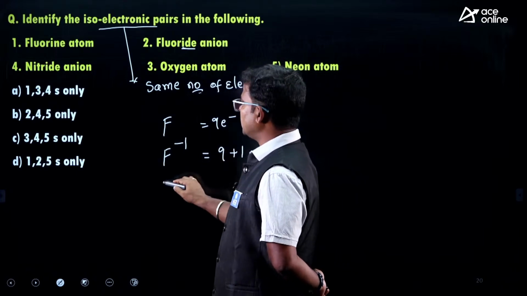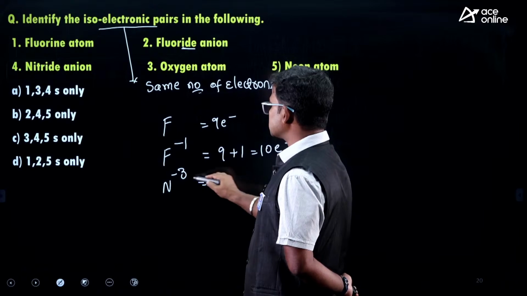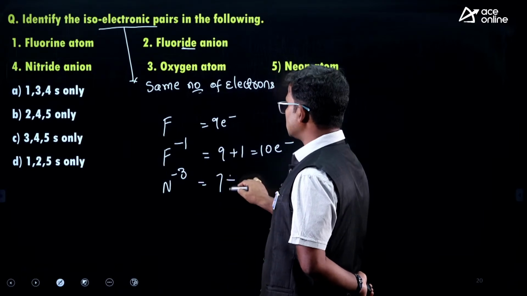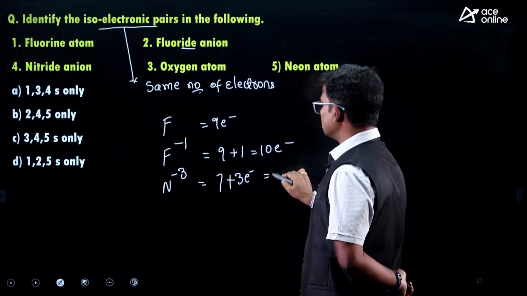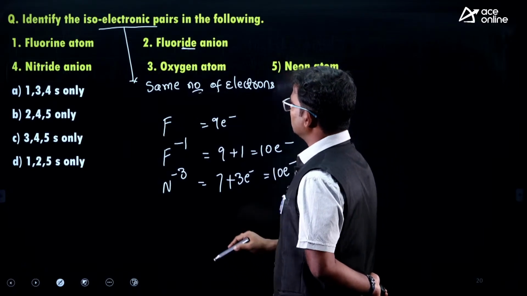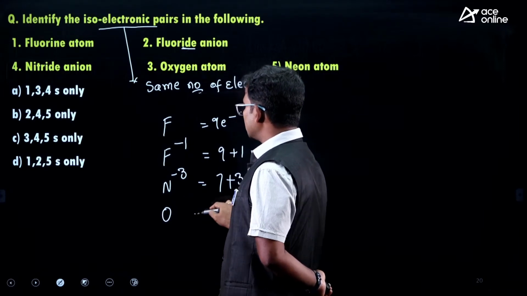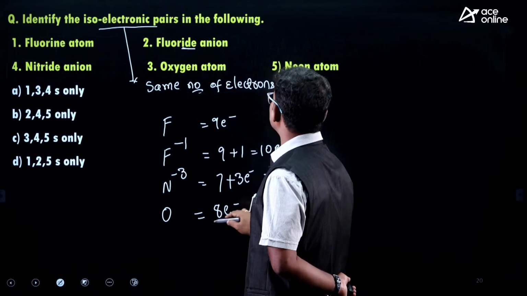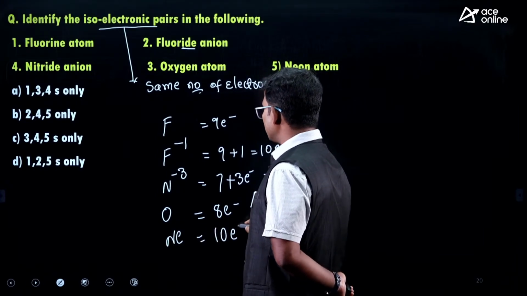Next one, nitride ion, N minus 3. Nitrogen atomic number 7. Here 3 electrons are gained by nitrogen, due to that the total number of electrons is 10. Next, oxygen atom, O, has 8 electrons only. Next, neon, its atomic number is 10.